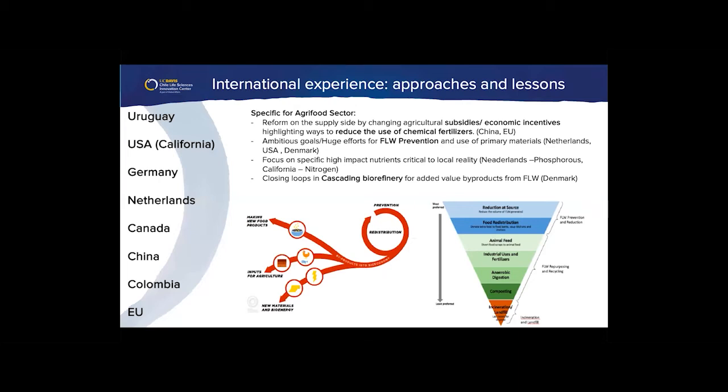We saw that this was happening in some countries like China and also the European Union. Also, there are huge and ambitious goals on food loss and waste prevention. I could say most of the literature we found was on that side of food loss and waste prevention. One of the things that we rescue is the focus of some countries on specific nutrients and critical points of the value chain, like the Netherlands, which is working specifically with phosphorus, or California, which has identified that nitrogen is a nutrient they need to circulate and be more sustainable with.